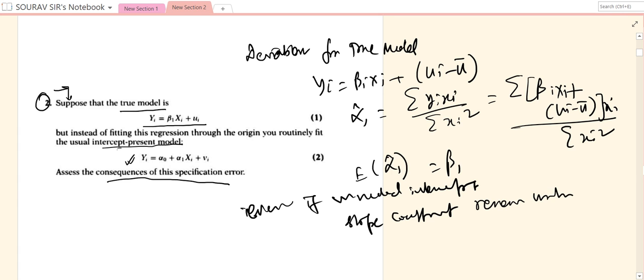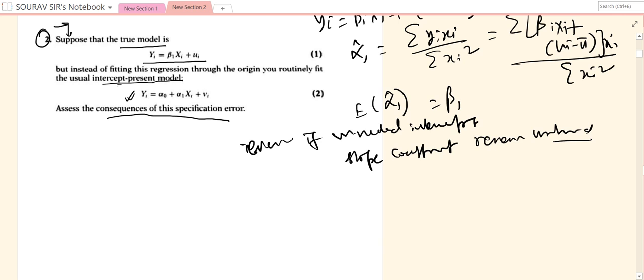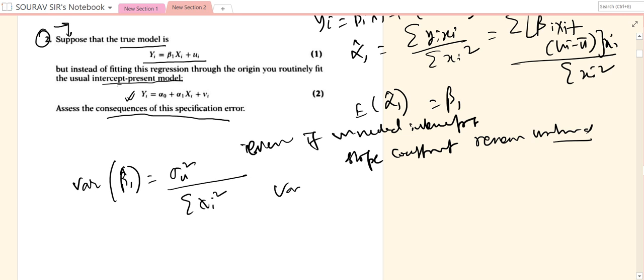As this is the situation, the variances of the two estimators will be: the variance of beta1 hat, which is sigma u square by summation of xi square, and the variance of alpha1 hat, which will be sigma square by summation of (xi minus x bar) square, which are not the same. Hence, these are the consequences of the specification error.